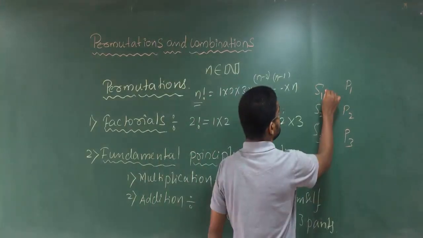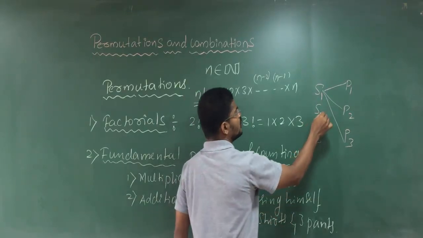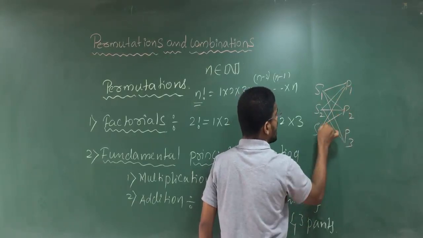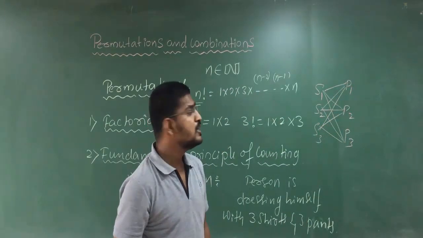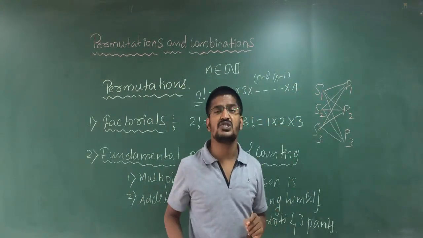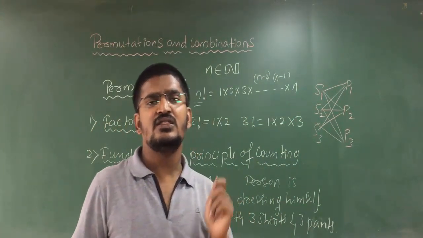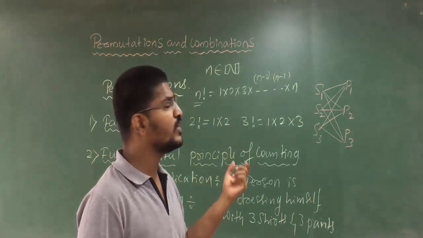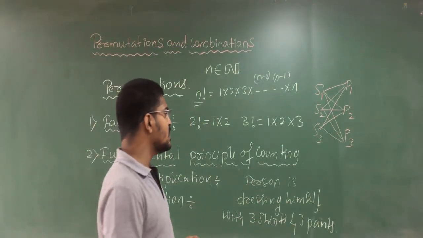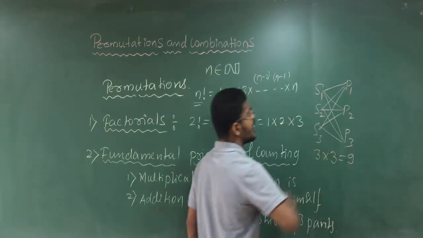Here with shirt 1 you have 3 choices. With shirt 2 again he has 3 choices. With shirt 3 again he has 3 choices. So S1 has 3 choices, S2 has 3 choices, S3 has 3 choices. Each shirt has 3 pants as a choice. Again pant 1 has 3 choices, pant 2 has 3 choices, pant 3 has 3 choices. So here the total number of possible cases is 3 into 3, that is 9.